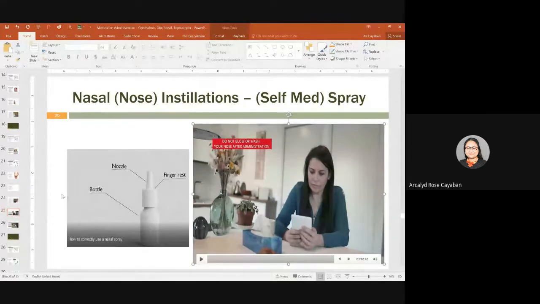Okay, what did you notice on the video? The nurse is holding the right hand when she is spraying on the left nostril, the opposite side. And when she is holding the medication from the left hand, she put it on the right nostril area. I'll explain furthermore as we watch this video.